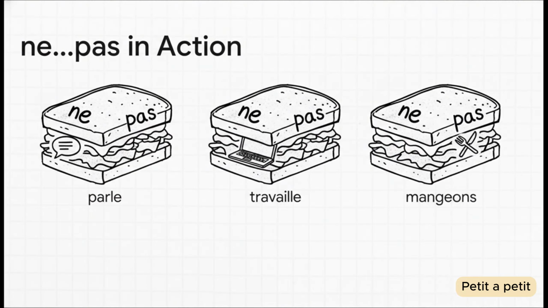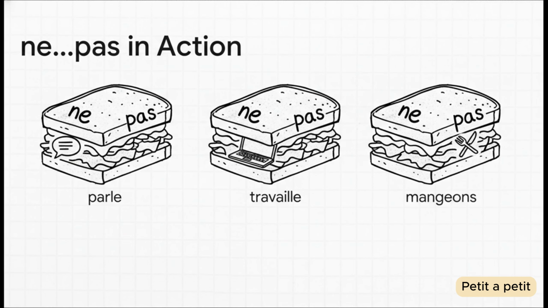Okay, let's see this thing in the wild. Look how the verb is just perfectly trapped, or sandwiched, in every single one of these. Je ne parle pas français. I do not speak French. See, parle is right there in the middle. Elle ne travaille pas aujourd'hui. She is not working today. Bam, travaille is sandwiched. And nous ne mangeons pas le riz. We are not eating the rice. The verb is always the filling.